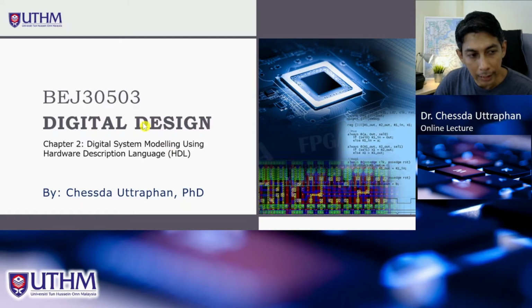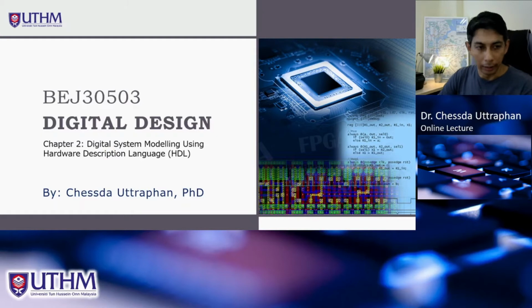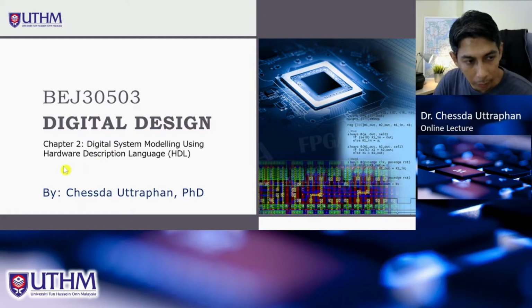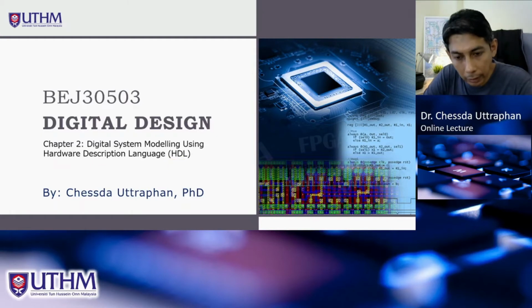So in this chapter, chapter 2, is about the modeling of the digital circuit and digital system using what we call a hardware description language, or in short HDL, right? So we will learn in this course to model or to design a digital circuit using what we call a hardware description language, which is a programming language.